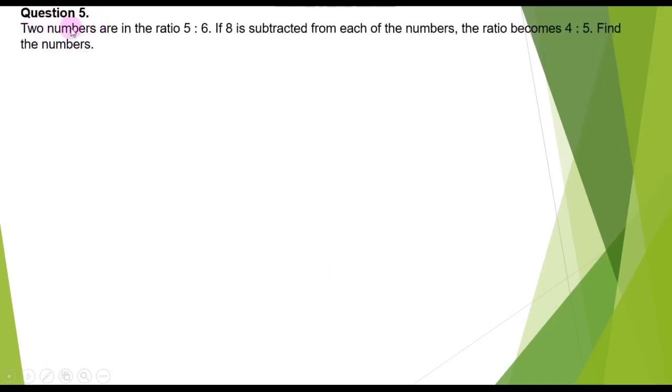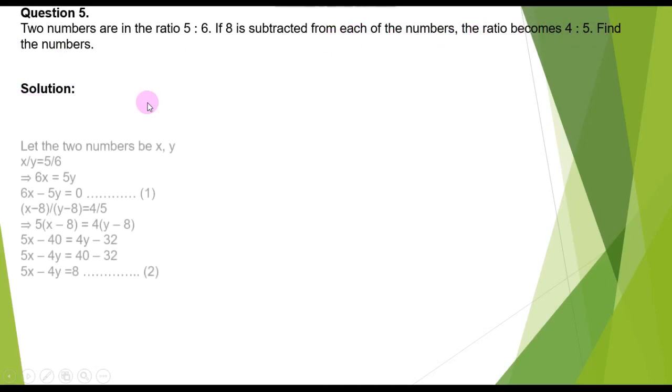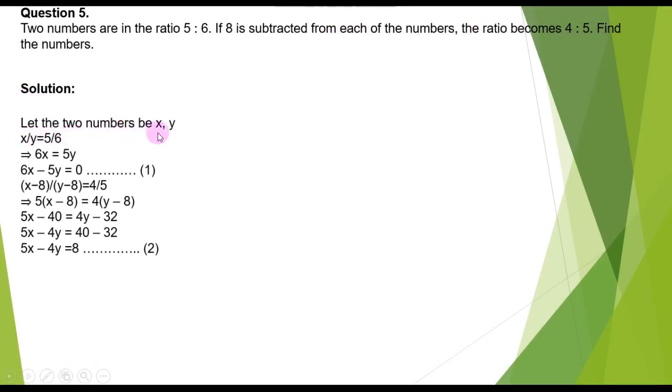Now question number 5. Two numbers are in the ratio 5:6. If 8 is subtracted from each of the numbers, the ratio becomes 4:5. Find the numbers. Let us see the solution. Let the two numbers be x and y. Two numbers are in the ratio 5:6. So x by y equal to 5 by 6. So 6x equal to 5y. Move this 5y to the left side. So 6x minus 5y equal to 0. Take this as equation 1.